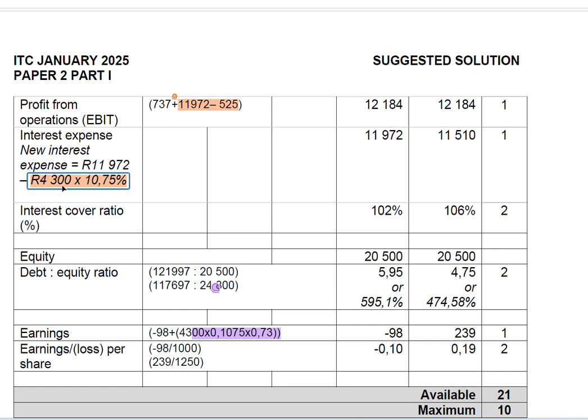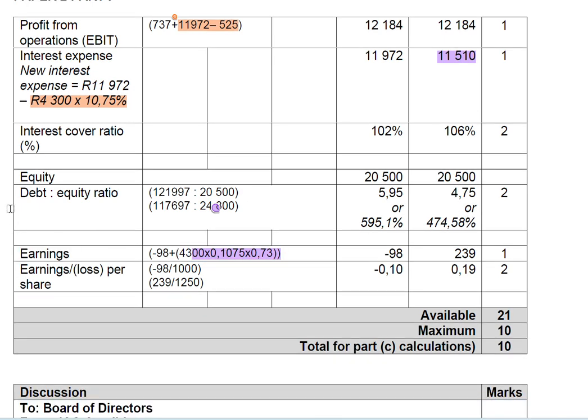Because they would have paid the 4.3, there will be more money saved on this amount of 4.3, at 10.5%, which is the interest rate we have been given in the scenario. Then it will be different. We're going to have less interest when there is a right issue as compared to when there isn't. Then what is happening with the interest cover? It is also improving from 102 to 106, which is great.